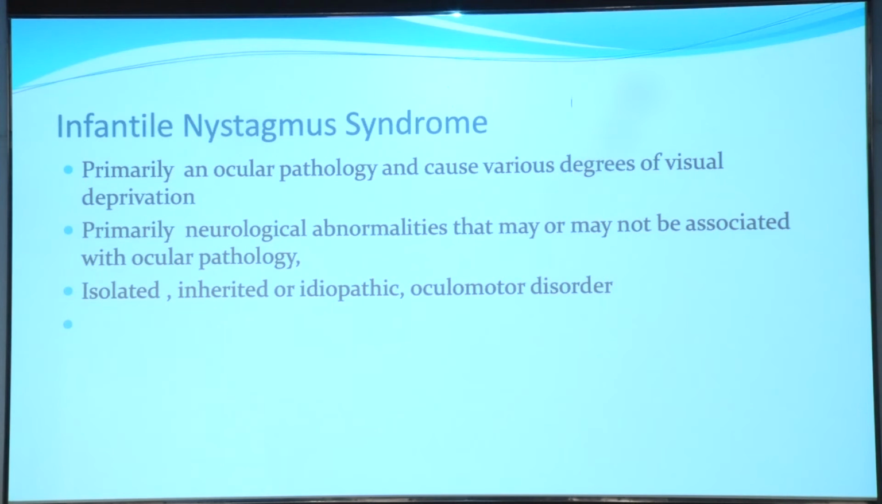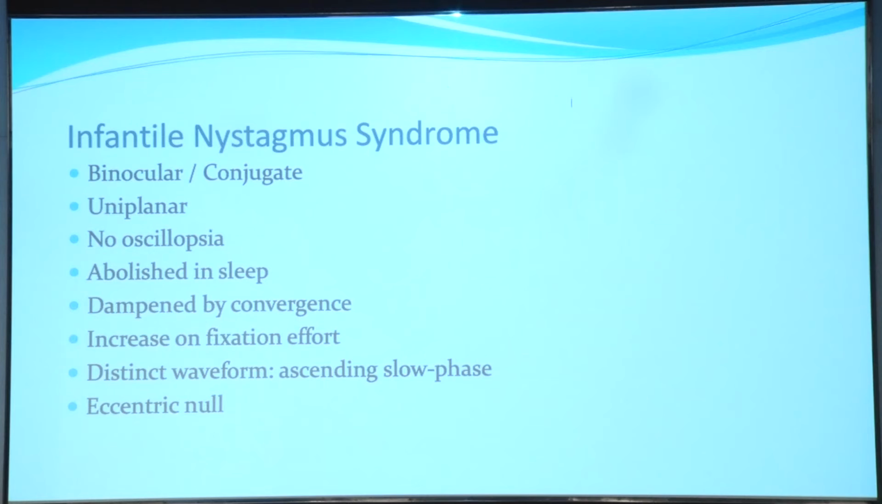I'll be talking about each one of them. So coming to infantile nystagmus syndrome, the primary cause could be an ocular pathology, which may lead to various degrees of visual impairment, or a primary neurological cause that may or may not be associated with an ocular pathology, or it may be a simply idiopathic, isolated INS. The features of INS include that it is generally binocular and conjugate in nature. It's uniplanar, with no oscillopsia, abolishes in sleep, and improves with convergence and increased fixation effort, and a distinct waveform is seen in the slow ascending phase.